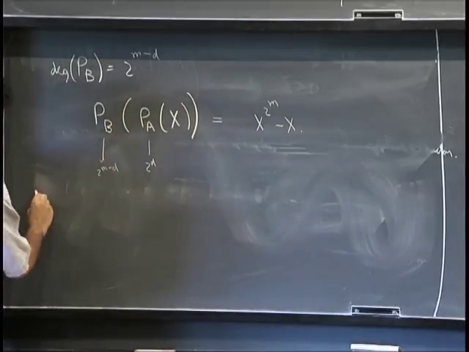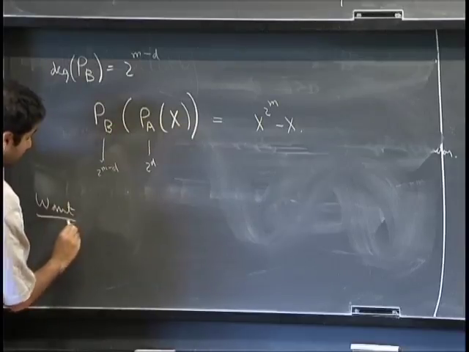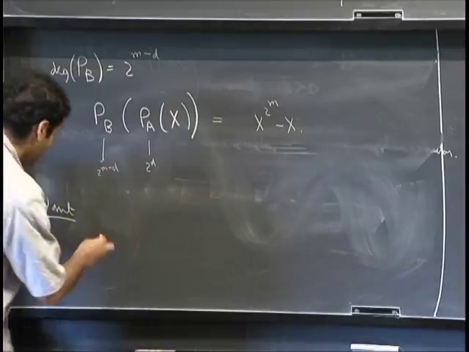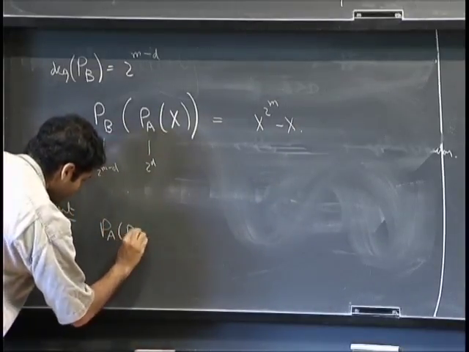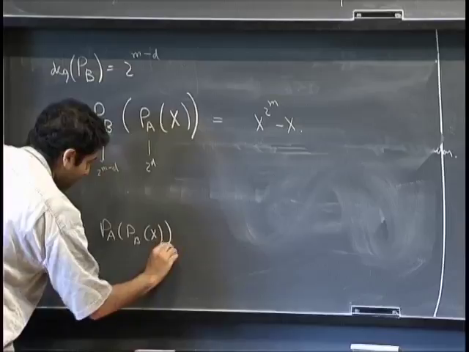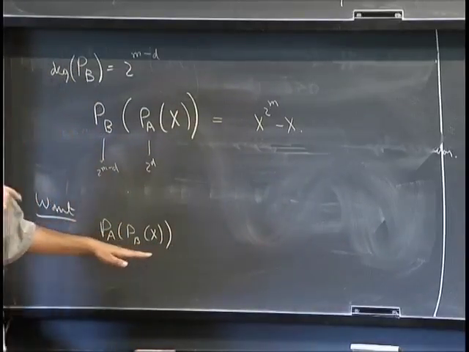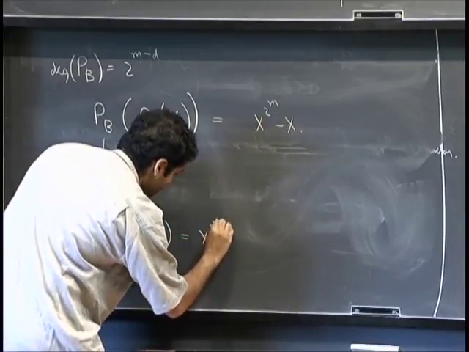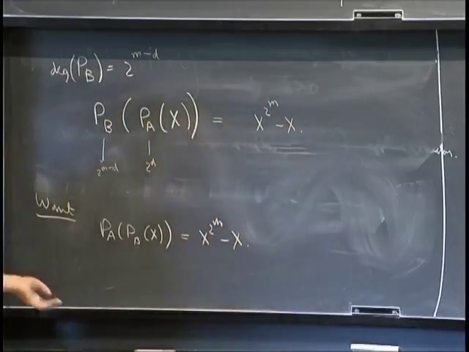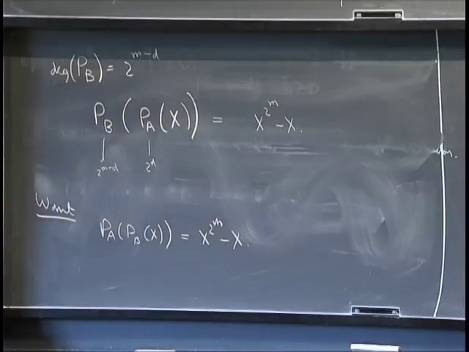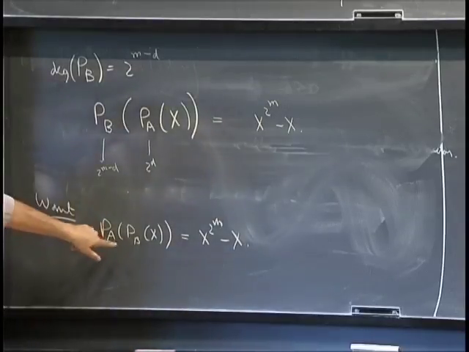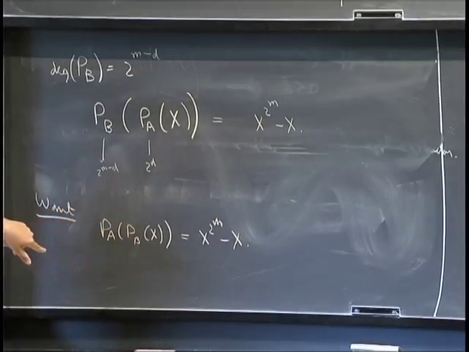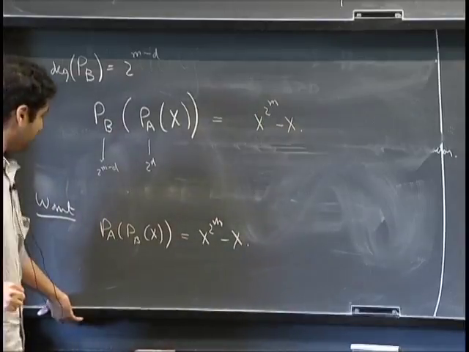But what do I want to show? I want that the image of PB is contained in A. So I want to show that PA of PB of x evaluates to 0 on every element of F_2^m. So I want to show that PA of PB of x is equal to x^(2^m) minus x. This is precisely what we want, because the degrees are again 2^(m-d) and 2^d, and if I want to show that it vanishes on every element of F_2^m, then this is what I need to show.